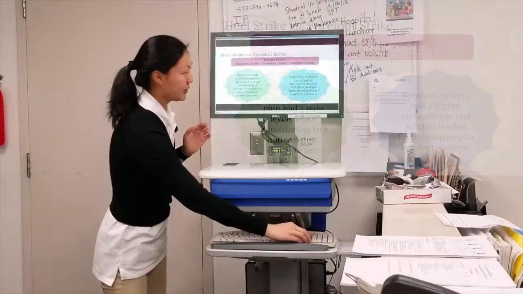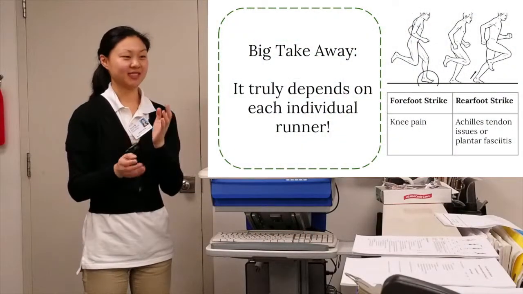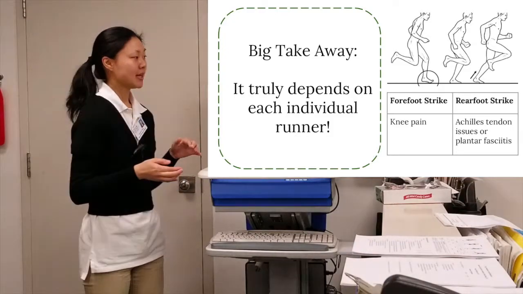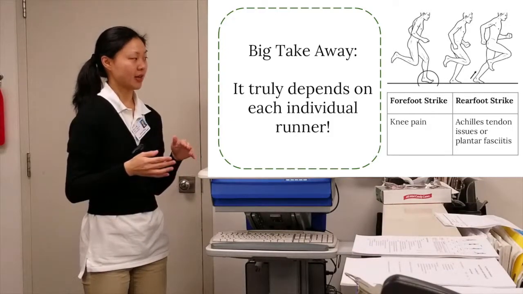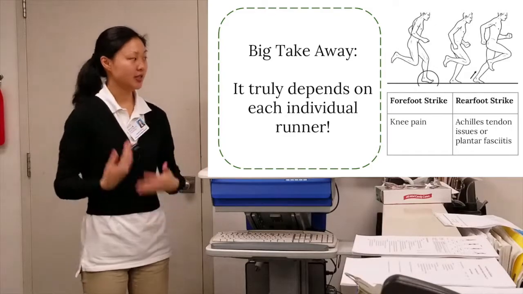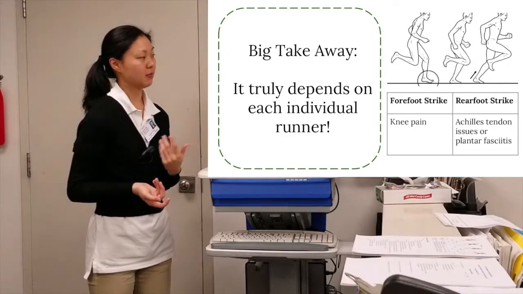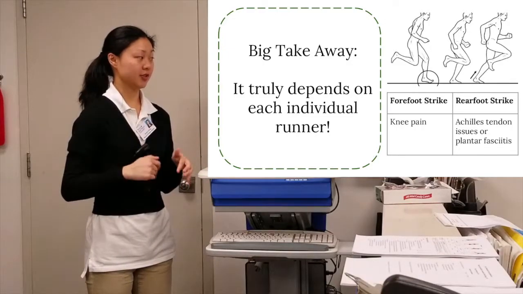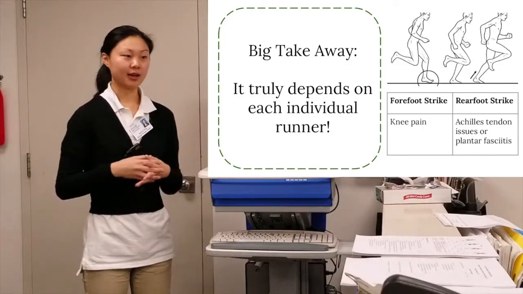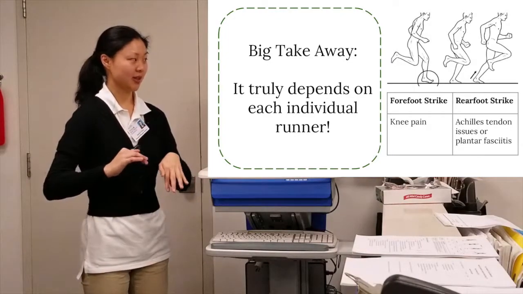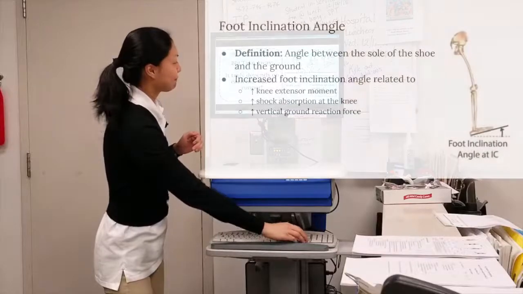So the bottom line is that there isn't really a correct way for a foot strike. It really depends on the runner. So they found out that if your patient has knee pain, maybe try suggesting a forefoot strike, or if they have more of Achilles problems, maybe a rear foot strike. But it truly depends on the runner. I tend to run more with a rear foot strike, and it actually reduced my pain a lot too when I was running cross country.